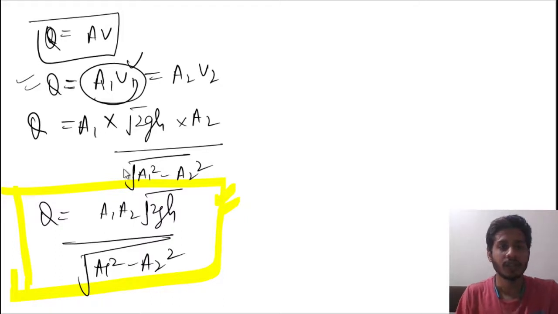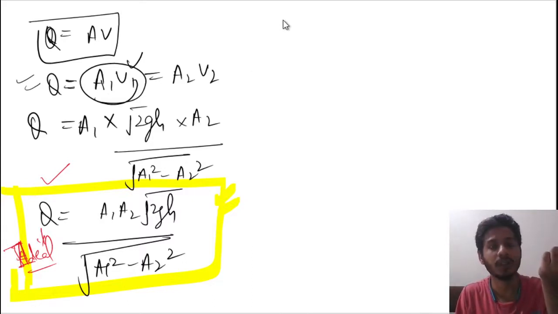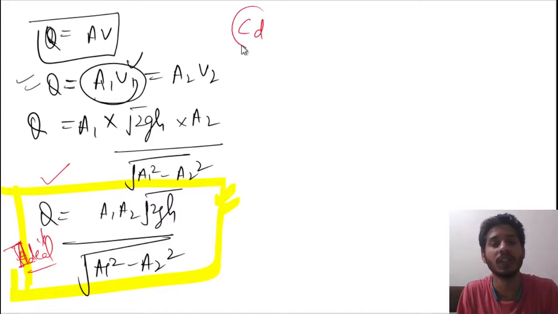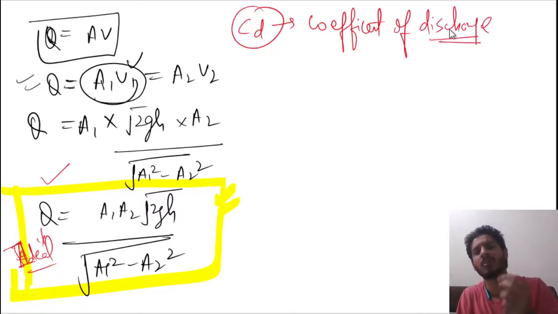One more thing, this discharge is basically the ideal discharge. During the flow, there will be some form of losses in the pipe. So to account for this, we have one factor. This is CD, which is known as coefficient of discharge. This accounts for the loss of the flowing fluid, or some fluid will be attaching towards the pipeline also. There will be some losses also.